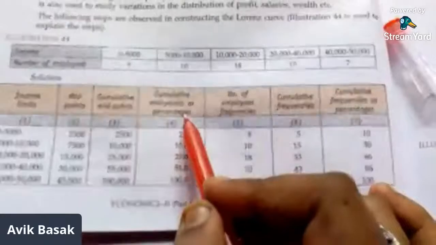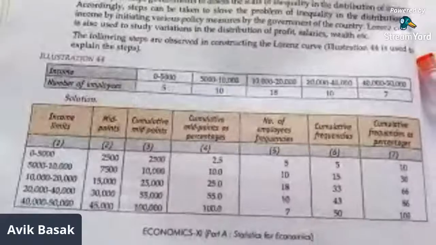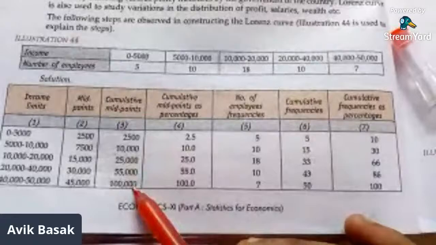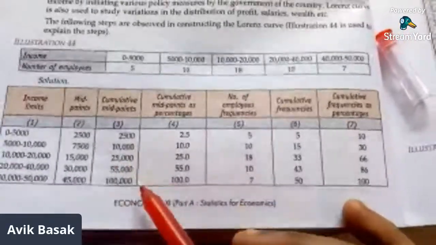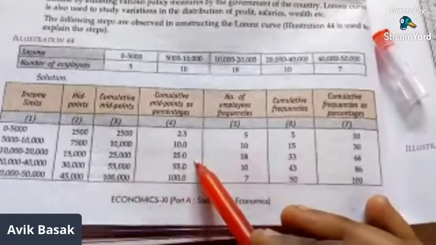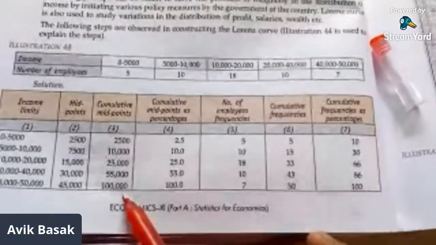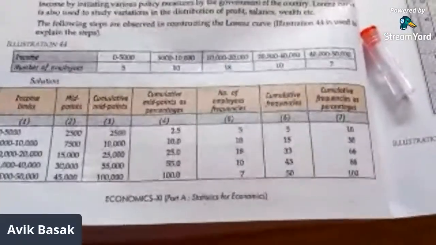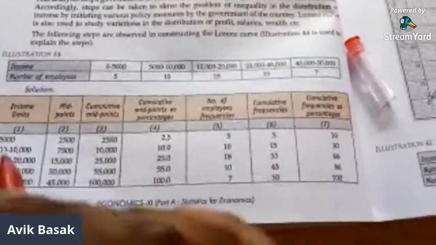After getting the cumulative midpoint, you have to find the cumulative midpoint percentage. How do you find it? Just as you find your percentage of marks. 2,500 divided by 1 lakh into 100 is 2.5. 10,000 divided by 1 lakh into 100 is 10. 25,000 divided by 1 lakh into 100 is 25. 55,000 divided by 1 lakh into 100 is 55. 1 lakh divided by 1 lakh into 100 is 100 only. This part is solved.